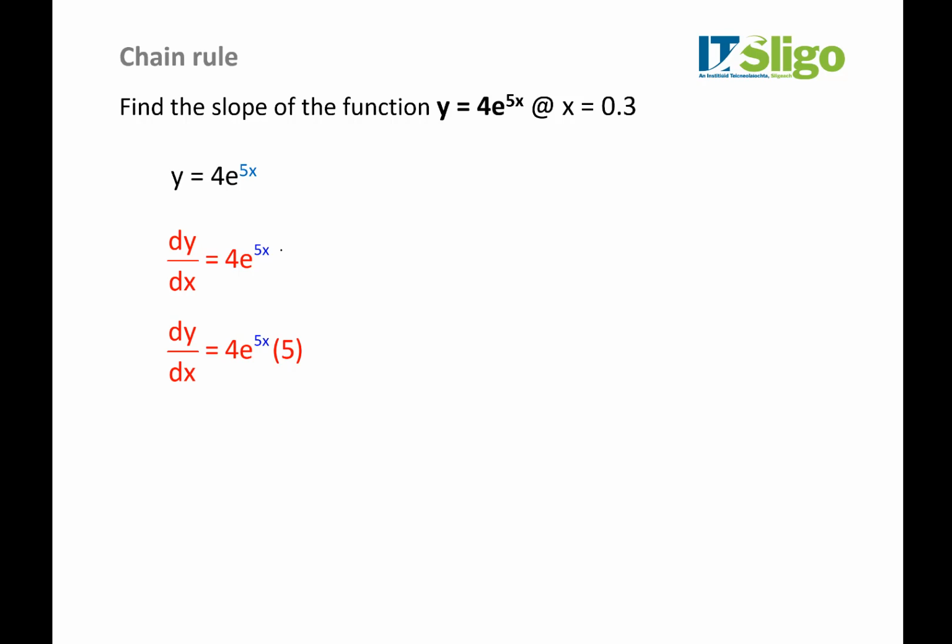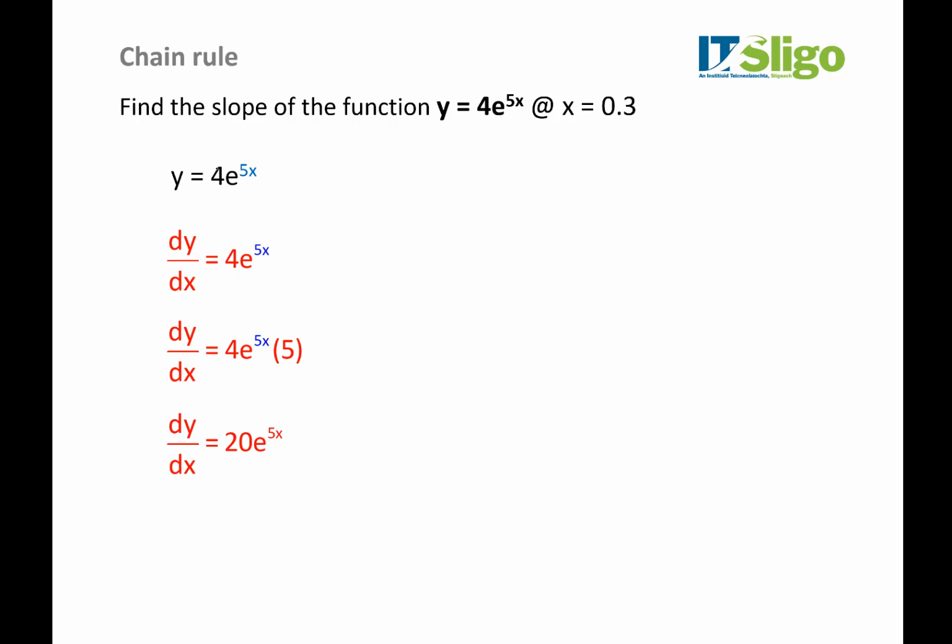And finally then, tidy things up, the 5 moves to the front and we end up dy/dx is 20 e to the power of 5x. So very often with these you can just simply differentiate that bit there and multiply it by the start and that'll get you there very quickly.